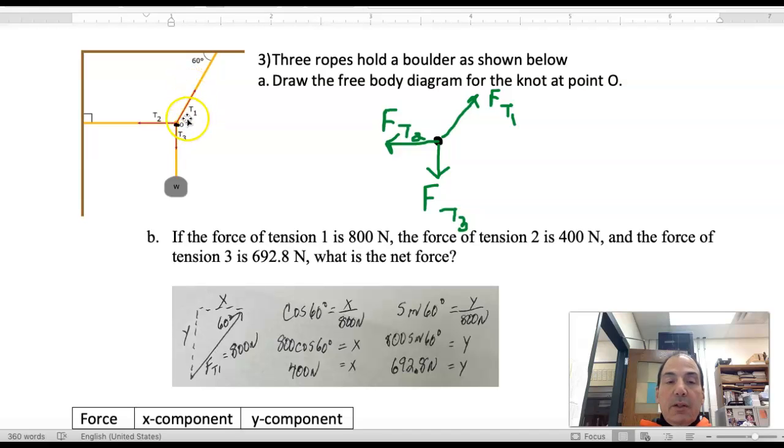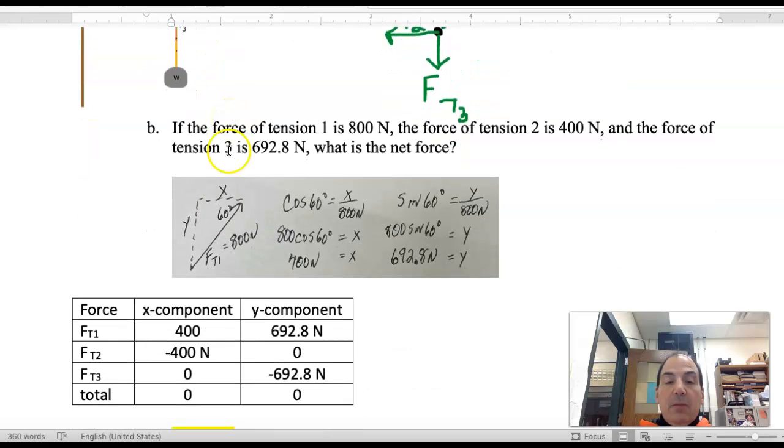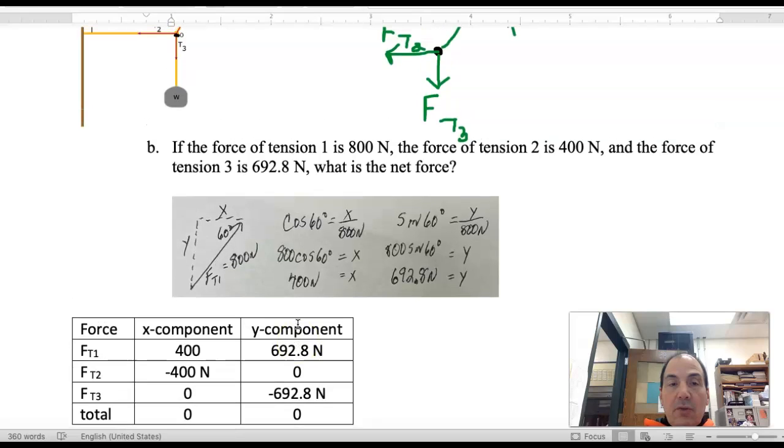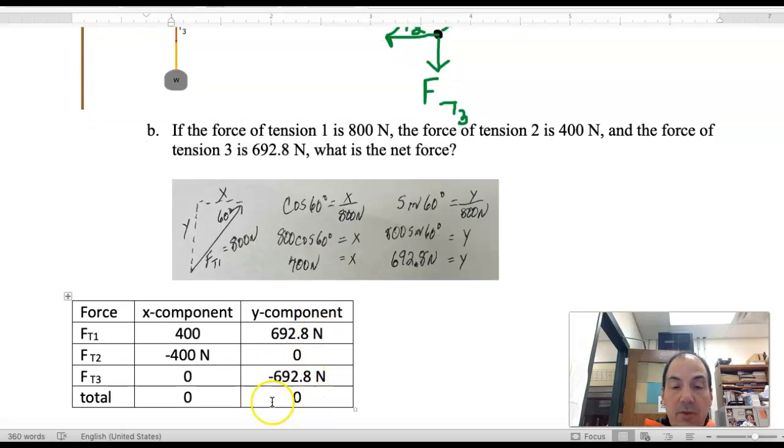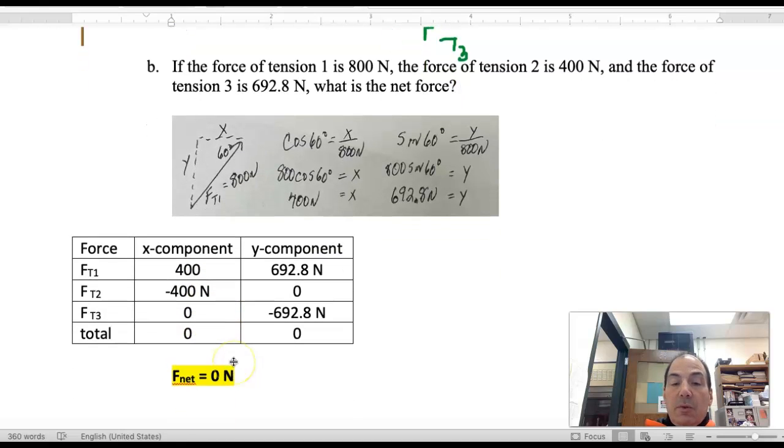I have this broken down in components, and this is already on the y-axis. This is already on the x-axis, so I fill out my table. Tension 1 had an x component of 400 newtons to the right, and 692.8 newtons down. Tension 2 was going to the left at 400 newtons, so it's negative 400 newtons. Tension 3 is going down, that's negative y, negative 692.8. So again, this adds up to 0. But this also adds up to 0. So our net force is 0. This object is at rest.